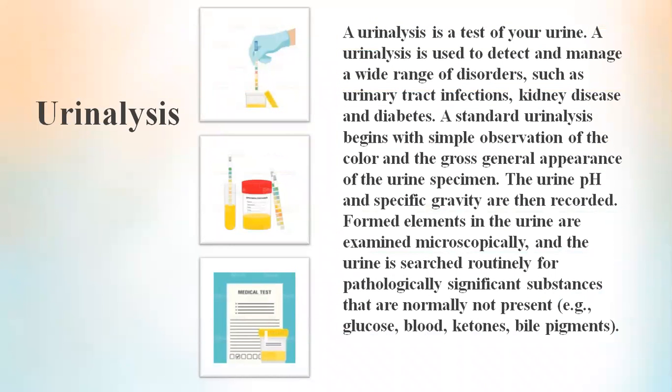Urinalysis is a test of your urine. It is used to detect and manage a wide range of disorders such as urinary tract infections, kidney disease, and diabetes. A standard observation begins with the color and gross general appearance of the urine specimen. The pH and specific gravity are recorded. Formed elements are examined microscopically, and pathologically significant substances, for example, glucose, blood, ketones, bile pigments, etc., are observed.